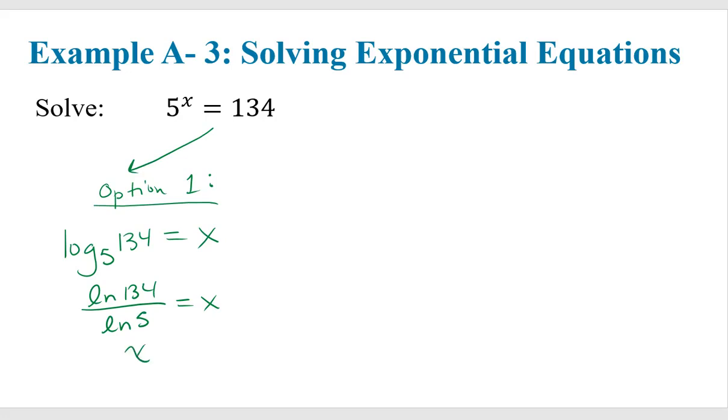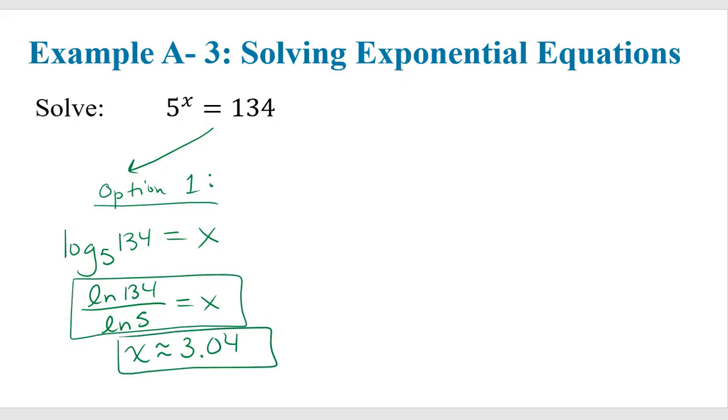And then you can put that in your calculator and get a decimal approximation, which turns out to be 3.04. So this is your exact answer. This is your approximate answer. Both of them would be correct. Most people, instructors, software packages want the exact answer. But sometimes they may ask you to approximate to 2 decimal places or 3 decimal places or whatever the case may be. So just make sure you're following the directions.